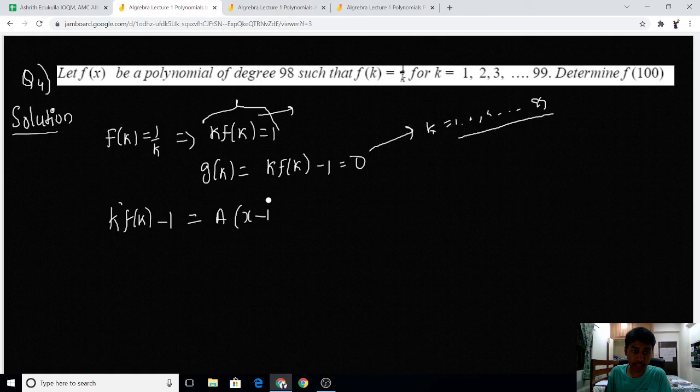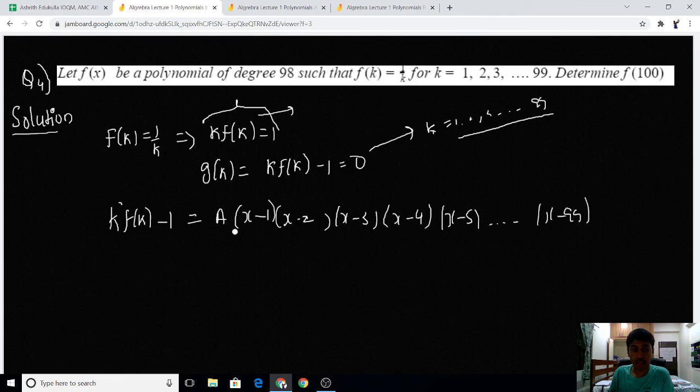x minus 1, x minus 2, x minus 3, x minus 4, x minus 5, and so on, up to x minus 99. So if a is not given, look at the first term. It is x into x into x up to x power 99, x 99 times. So I get the leading coefficient as 1, but I wasn't given that this polynomial is a monic polynomial, so I have to multiply by a. Oh sorry guys, all these are k's.